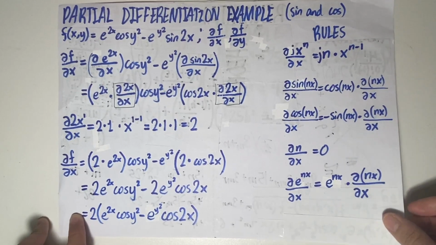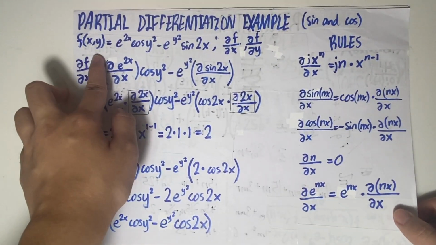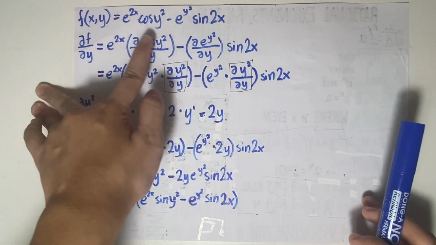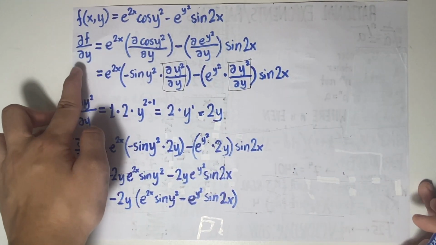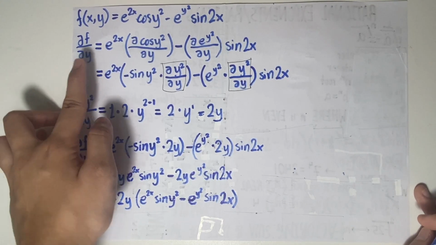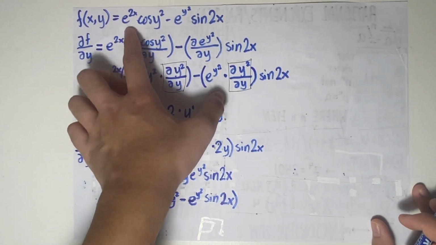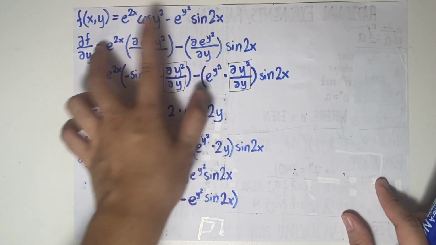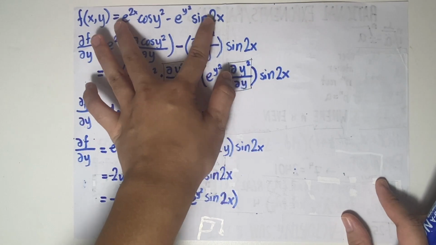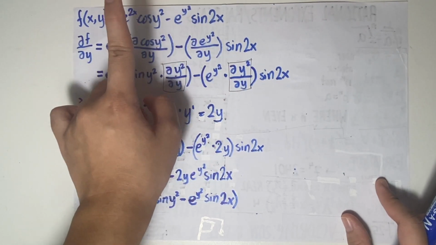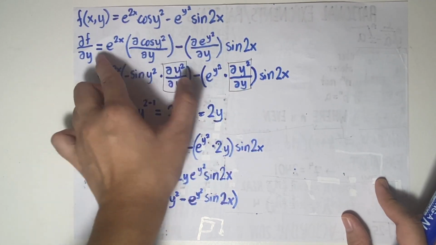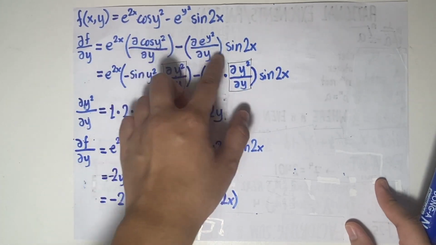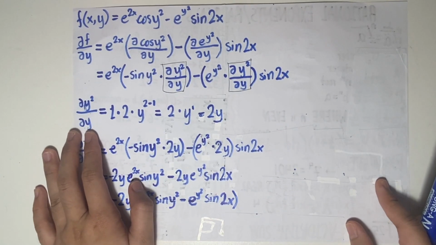So let's continue on with differentiating f in terms of y. Here I've rewritten the function, and again we're differentiating f in terms of y. So we treat values with x as constants, because we're not differentiating x, we're differentiating y. So e to the power of 2x and sine 2x are treated like constants that are multiplied by the derivatives that we are figuring out.